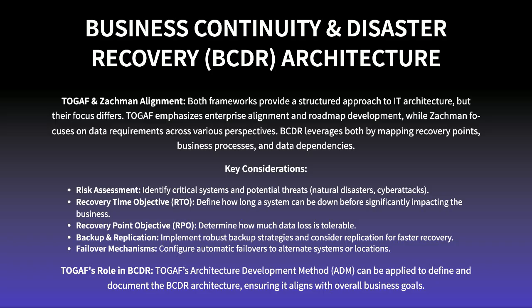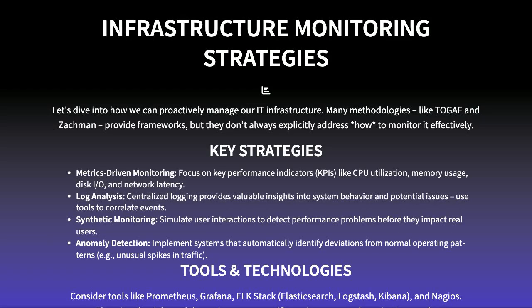Then, we set our RTO and RPO, which tell us how much downtime is acceptable and how much data loss we can tolerate. We'll then implement backups and replication, making sure there are automatic failover mechanisms in place to switch things over seamlessly. And of course, TOGAF's ADM process helps us document everything and ensure our BCDR plan fits into the bigger picture.